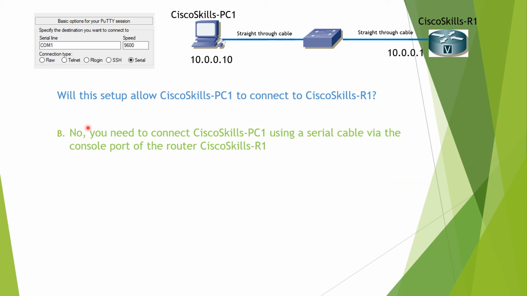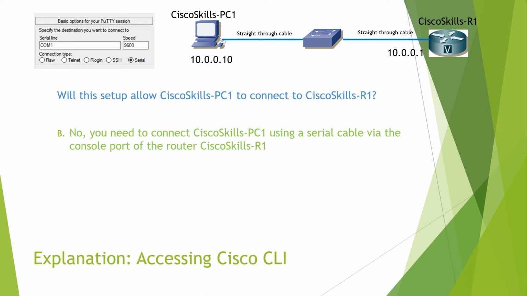No, this configuration is not enough to allow Cisco Skills PC1 to connect to Cisco Skill R1. And in order to connect, you have to use the serial cable or console cable and connect to the router via the console port. You can find the detailed explanation for this question in the video.